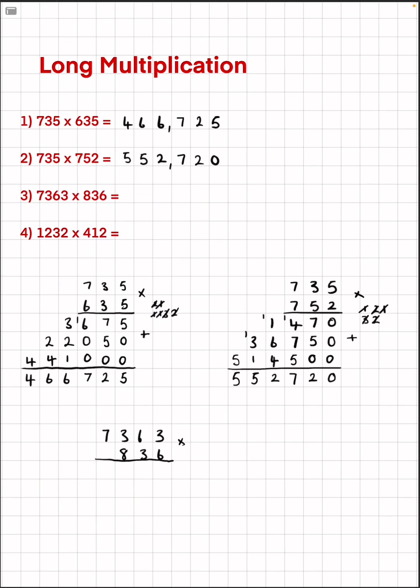6 times 3 is 18. We put the 8 down, carry the 1. 6 times 6 is 36, add 1 is 37. So we put the 7 down and carry the 3. 6 times 3 is 18, add 3 is 21. We put the 1 down and carry the 2. 6 times 7 is 42, add 2 is 44.